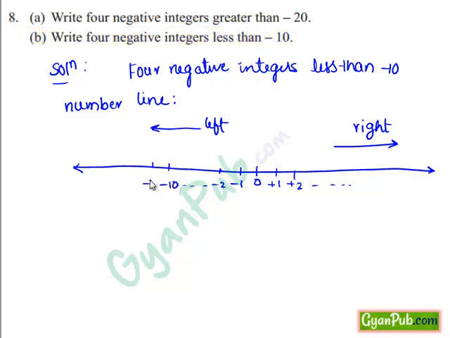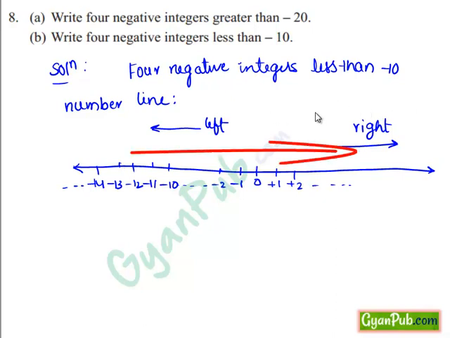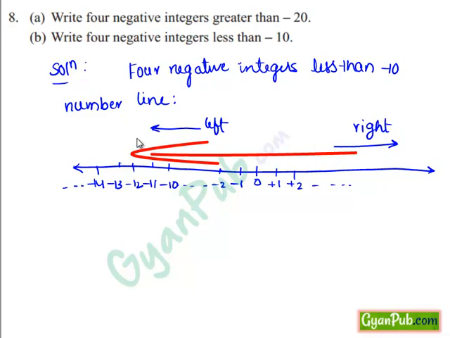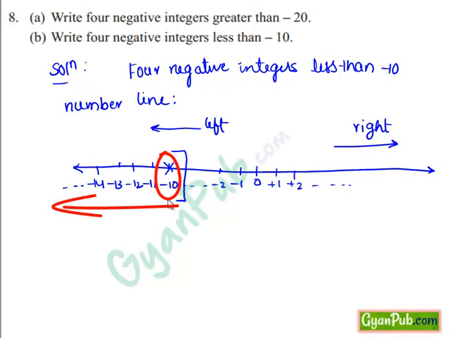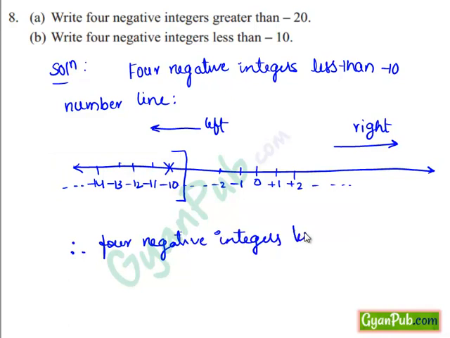-10, -11. As we move from left to right on a number line, all the integers are in increasing order. If we move right to left, numbers are in decreasing order. First we will mark -10 on a number line. All the numbers which are on the left side of -10 are less than -10. So we can write any 4 negative integers on the left side of -10. Here we are writing 4 negative integers less than -10: -11, -12, -13, -14.